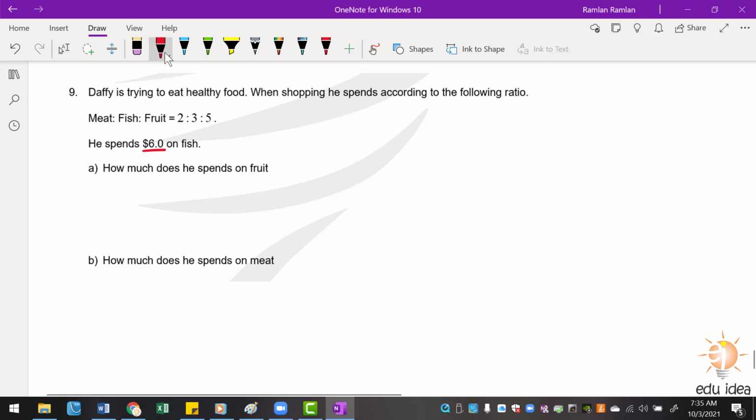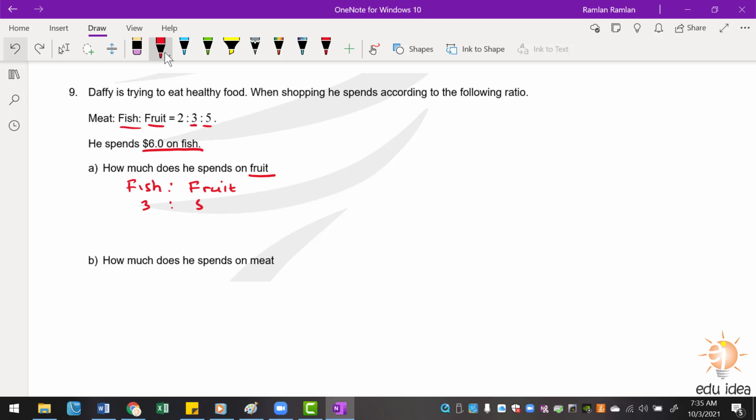We know that the $6 here is represented by the fish, right? So if you want to find the fruit, we can just focus on the fish and the fruit, right? We don't need the meat yet. So the fish and the fruit are represented by the ratio of 3 to 5. So if I write down, fish to fruit is 3 to 5, okay? From here with this one.